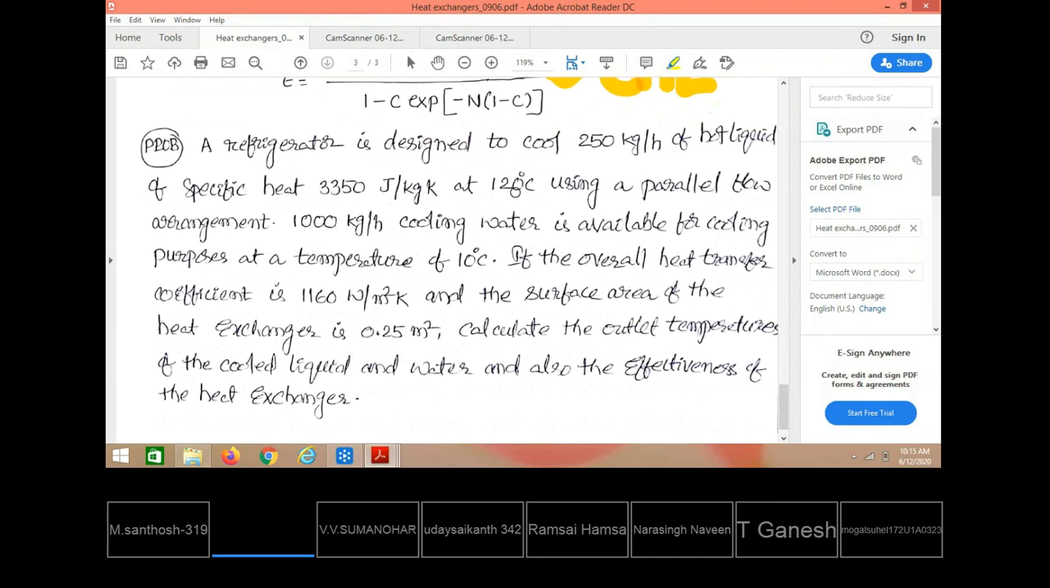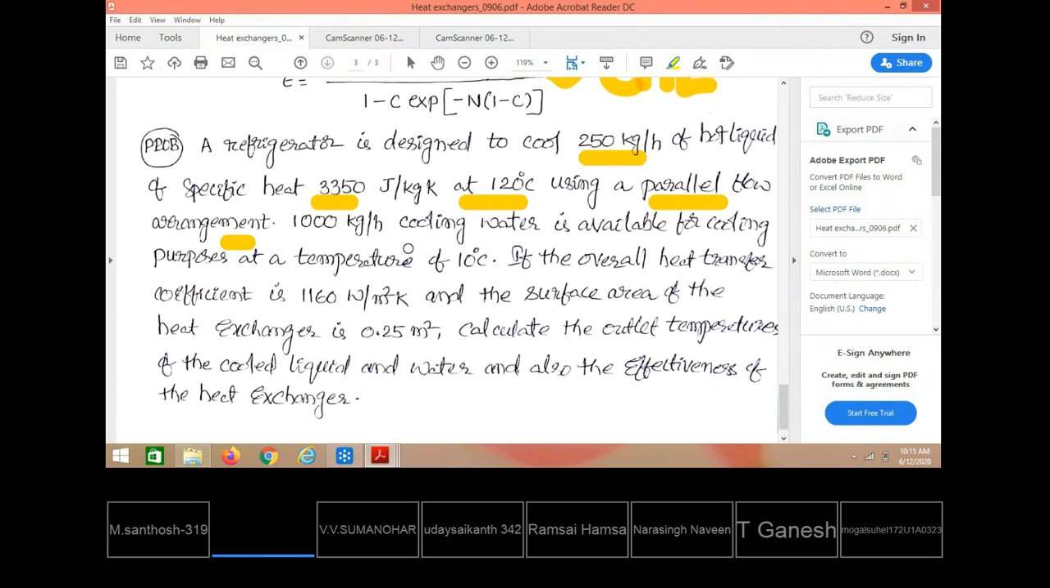A refrigerator is designed to cool 250 kg per hour of hot liquid. The refrigerator is used to cool the hot liquid of mass flow rate 250 kg per hour, and the hot fluid specific heat is also given as 3350. That means the mass flow rate and specific heat of the hot fluid are given, and the hot fluid is initially at 120 degrees centigrade, that is Th, in a parallel flow arrangement of heat exchanger. They have given it clearly, so it is operated as a parallel flow heat exchanger.